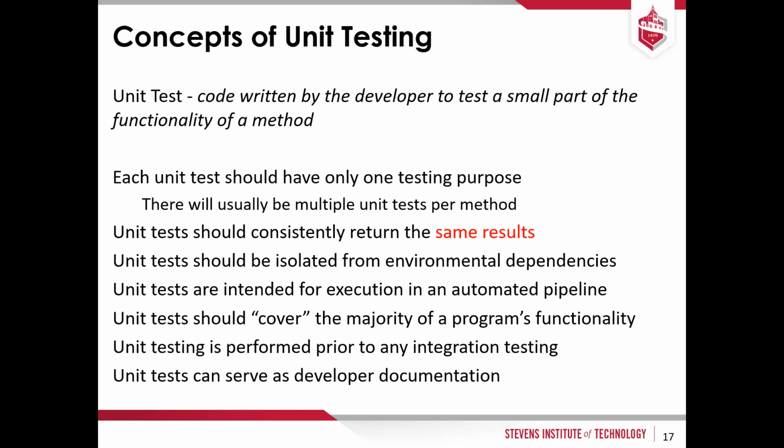Unit tests are intended for execution in an automation pipeline. Why an automation pipeline? So again, I can receive the same result. It should cover the majority of program functionality, so I need to have at least one unit test per functionality that I have. And it is performed prior to any integration testing. Before I start integrating different modules, I need to finish unit testing. And we need to have documentation for that, so it can serve as developer documentation.